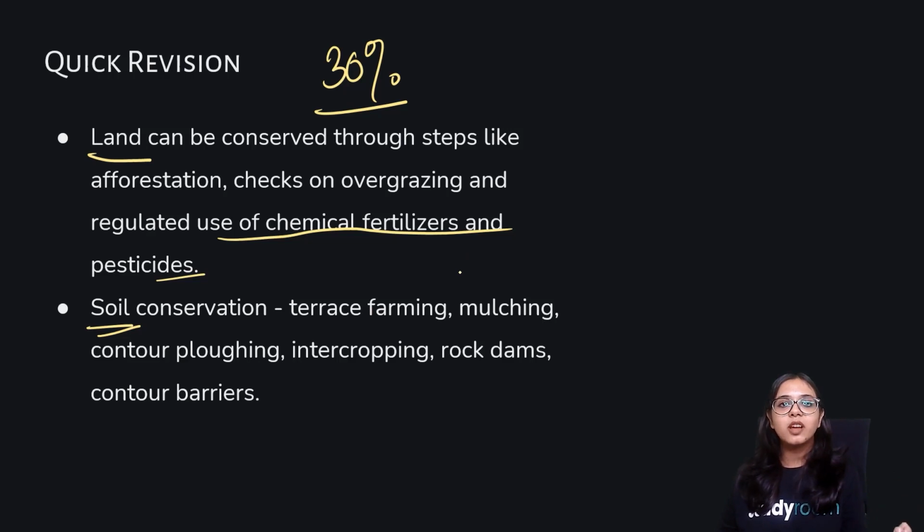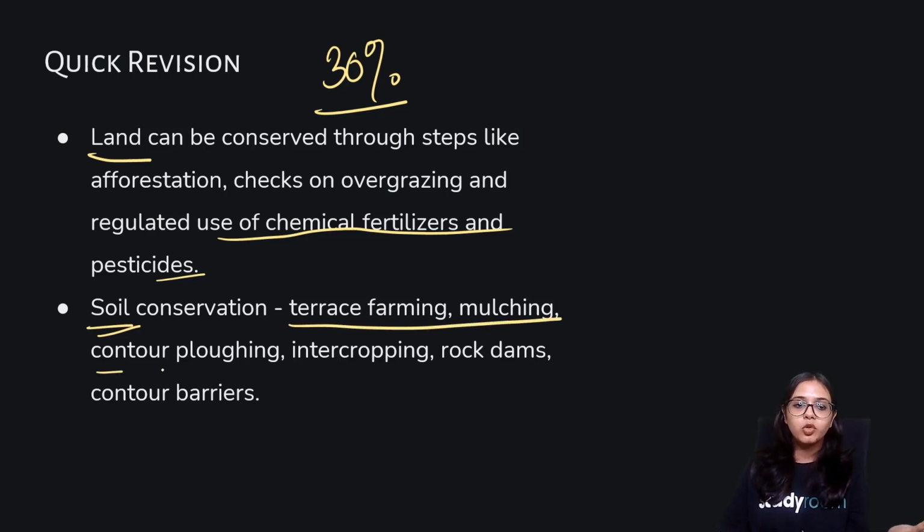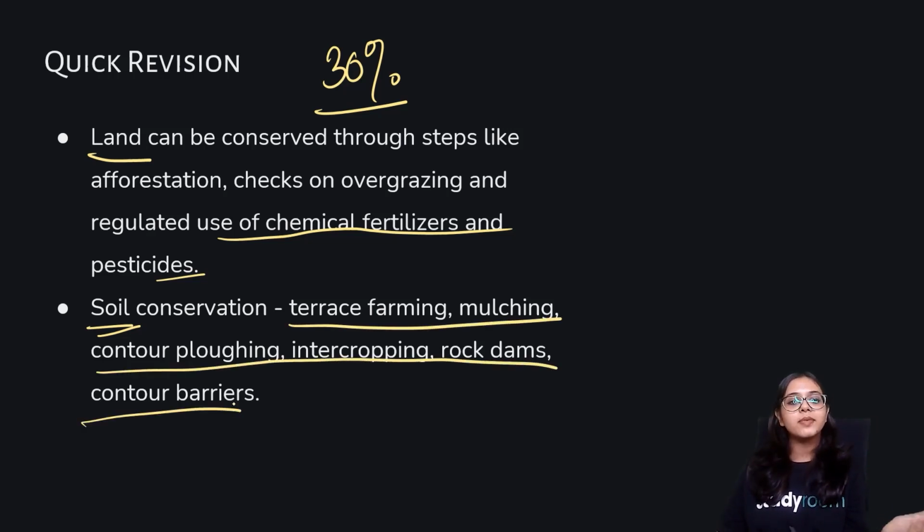You have to basically preserve the topmost fertile layer of the soil. How can we do it? By terrace farming, by mulching, by contour plowing, by intercropping, rock dams, and contour barriers. So, different steps: by cutting huge steps on hill slopes, so that the speed of the water, rainwater or whatever water that is passing through that area, could be checked, and the intensity of the wind could be checked by contour barriers.